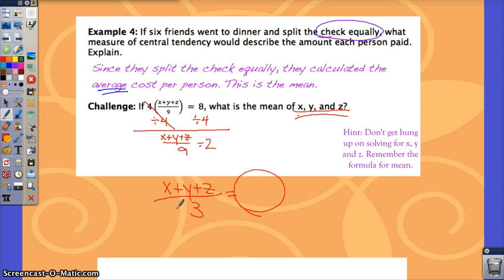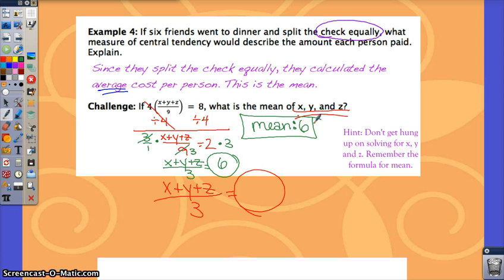Let's think, how can we make that 9 become a 3? Well, you may have got this. If I multiply both sides by 3, this is like a 3 over 1, right? I can reduce this 3 and this 9, and that will only leave me a 3 underneath. 3 divided by 9 is 1/3, so it would just be X plus Y plus Z divided by 3, and that's exactly what I wanted. So whatever I have over here is going to be the mean. 2 times 3 is 6, so what is the mean of X, Y, and Z? The mean is 6. So if you got that, way to go, nice job.